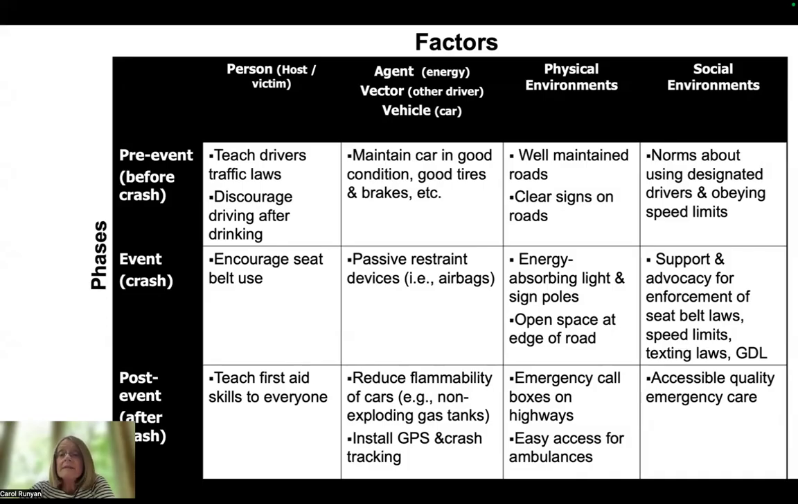Having emergency call boxes along the highways that are easy to reach, and easy access for ambulances, are things in the physical environment that might be implemented. And then making sure that quality emergency care is accessible. We often talk about the importance of the golden hour, that mortality is reduced if victims of injury can reach a trauma center within an hour versus taking longer.